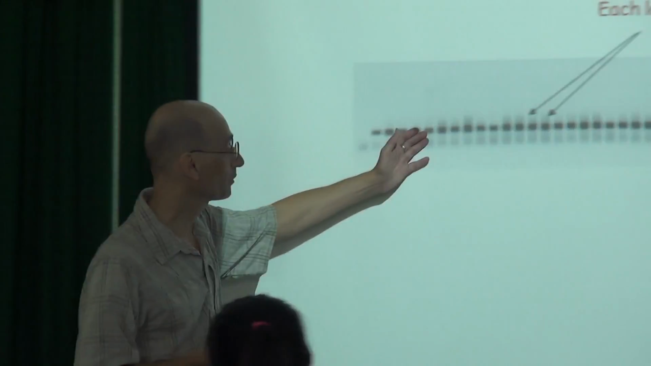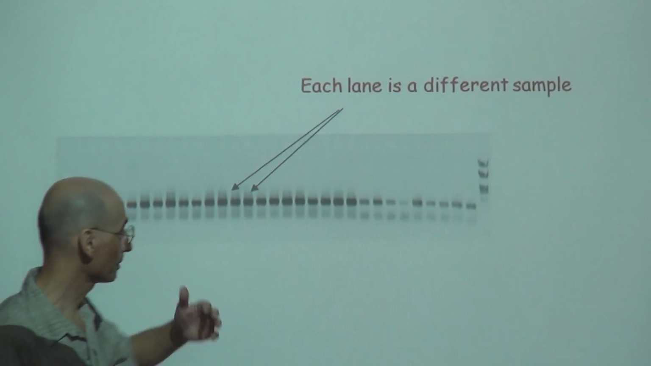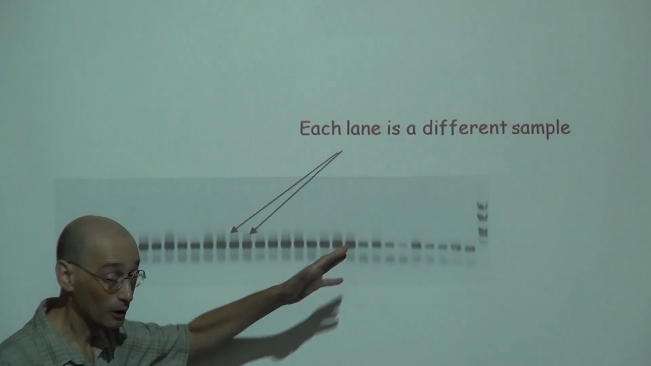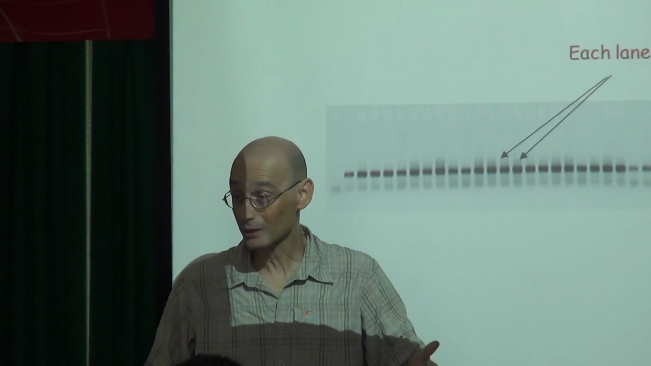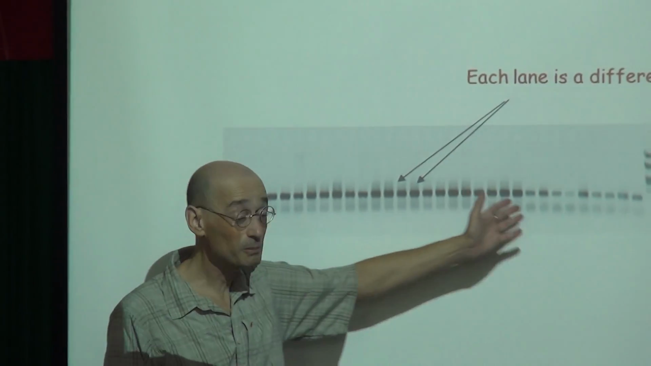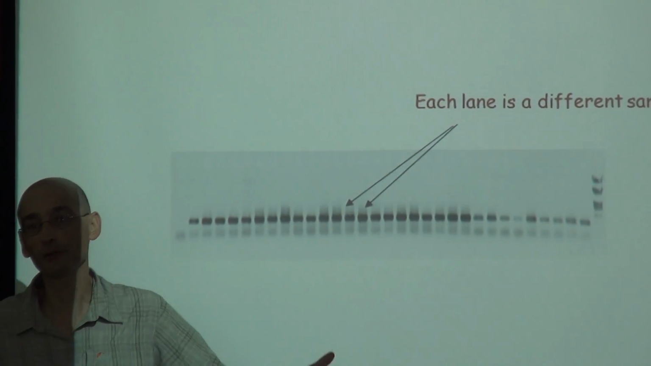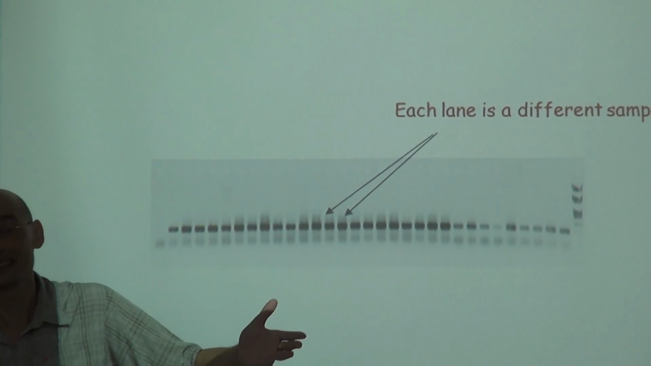Okay, and here we have maybe 25 or 30 samples. Each sample comes from a different source, it's a different sample. You may have here a tremendous bacterial diversity, but you have no idea because you cannot see it.